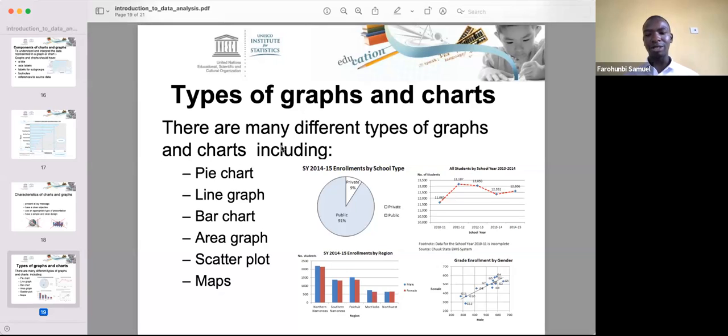Then we also have what we call the area graph. Area graph is like the one that I'm showing you here, on the right-hand side, where my cursor is currently hovering over. And then you can also have what we call a scatter plot, and then you can have maps to represent population and all of that.